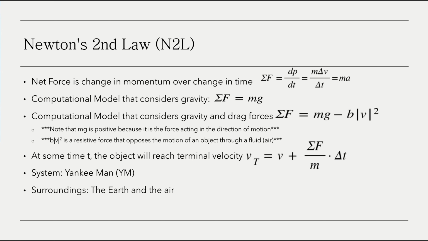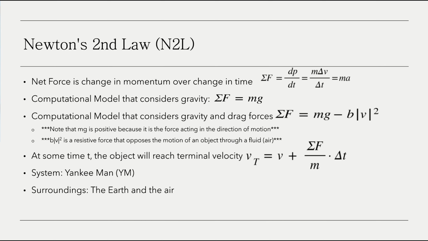Okay, so Newton's second law, the physics properties. Newton's second law states that the net force is the change in momentum over the change in time, and when you derive that equation, it becomes mass times acceleration equals net force. So we'll use that on the next few bullet points, where the computational model that considers gravity only, the net force is mg. And the computational model that considers gravity and drag forces is net force equals mg minus b, the proportionality constant, times the absolute value of velocity squared.